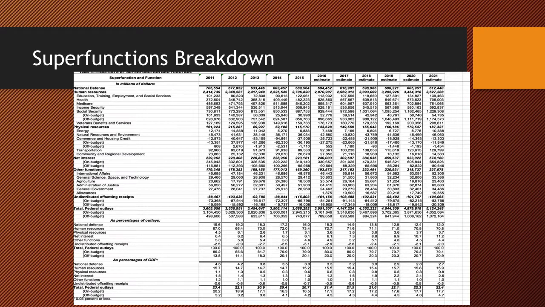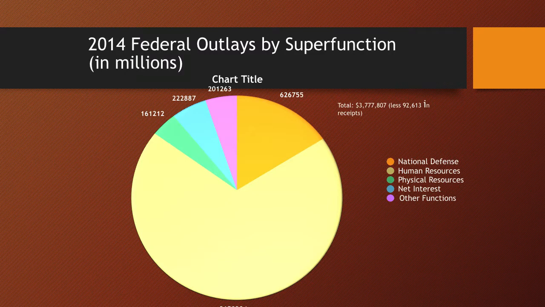I provided on this next slide a graphic breakdown of superfunctions as of 2014. Again, my coloring is a little off here, chalk it up to technology. But human resources is the largest piece of this pie. National defense is the second largest, then other functions, and then we have net interest and physical resources, which is the smallest, of course.